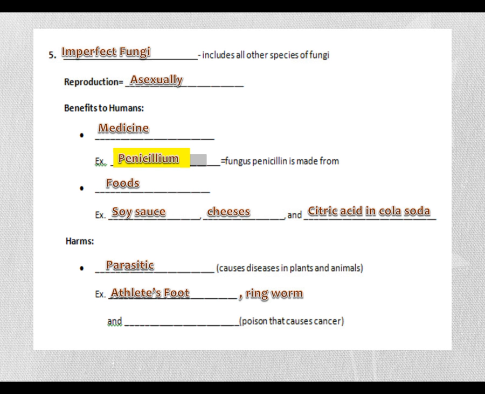And there's also something called aflatoxin. And aflatoxin is a poison that causes cancer. So it can go from being very, very great to being very, very bad.